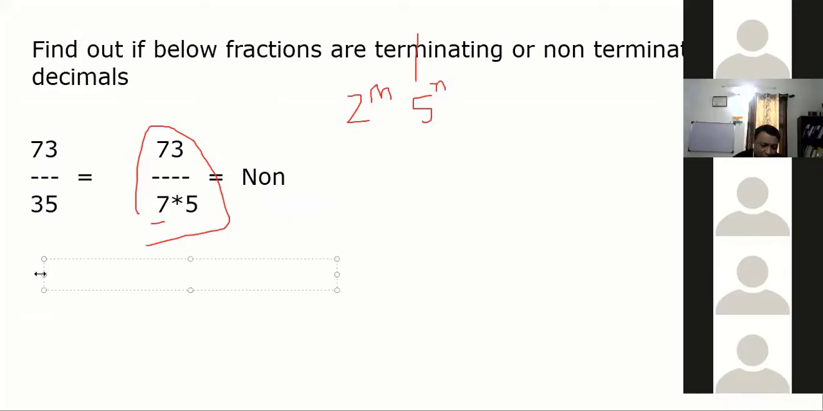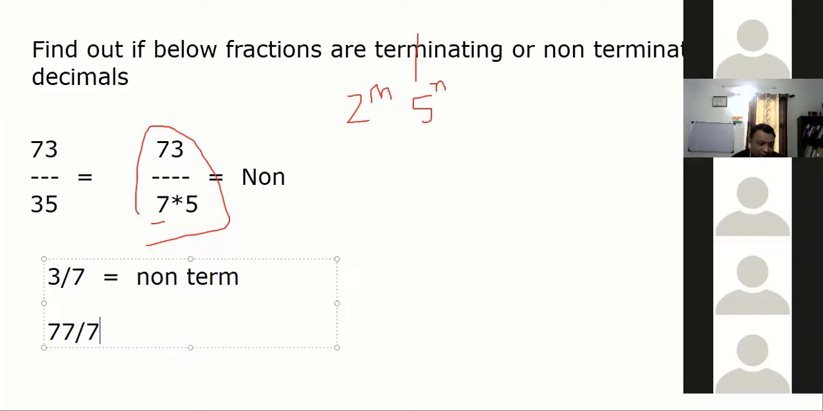Any example? देखो, try करके देखो. 3 by 7 क्या आएगा? Non-terminating आएगा. Try करो. Sir, how about 77 upon 7? 77 by 7. Simplify करो. क्या हुआ? मैंने कहा simplify करना जरूरी पहले. Right, Asta? Yes, sir. You have to simplify first. I always say first simplify. 11 directly आ गया वो तो. It's an integer. So it's terminating.